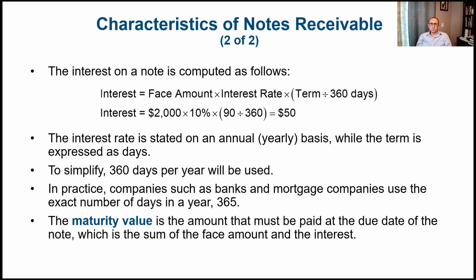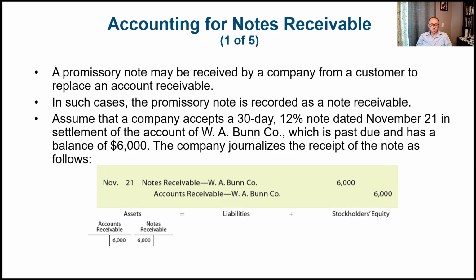So let's see the journal entries for a promissory note. So a promissory note may be received by a company from a customer to replace an account receivable. So let's start with this kind of scenario. So assume that a company accepts a 30-day 12% note dated November 21st in settlement of an account of WA Bond Company, which is past due and has a balance of $6,000. The company journalizes the receipt of the note as follows.